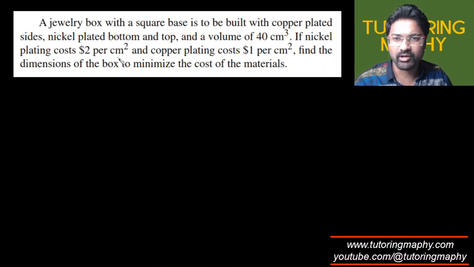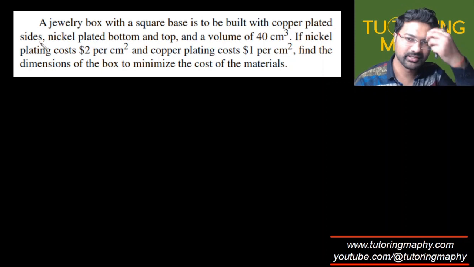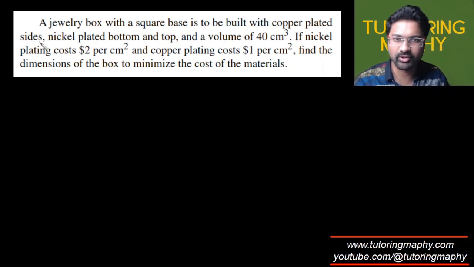A jewelry box with a square base is to be built with copper plated sides, nickel plated bottom and top, and a volume of 40. So right off the bat, volume is given to us. Something which is given is 40. If the nickel costs $2 per centimeter squared, copper costs $1 per centimeter squared, find the dimensions of the box to minimize the cost of the material. Cost is the optimization function.